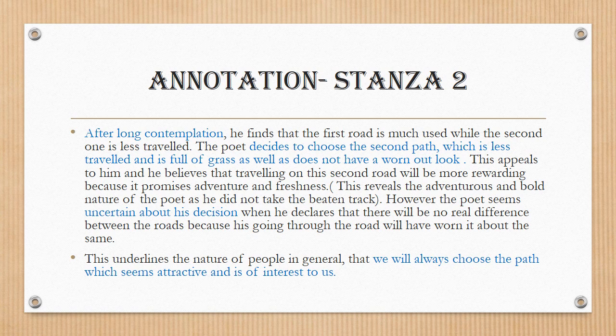Now students, here you will keep in mind that the poet's choice, that is the less traveled by road, reveals the adventurous and bold nature of the poet, as he did not take the beaten track, the normal track. However, the poet seems uncertain about his decision when he declares that there will be no real difference between the roads because his going through the road will have worn it about the same. Now, the figurative meaning of the stanza underlines the nature of people in general, that we will always choose the path which seems attractive and which is of interest to us.